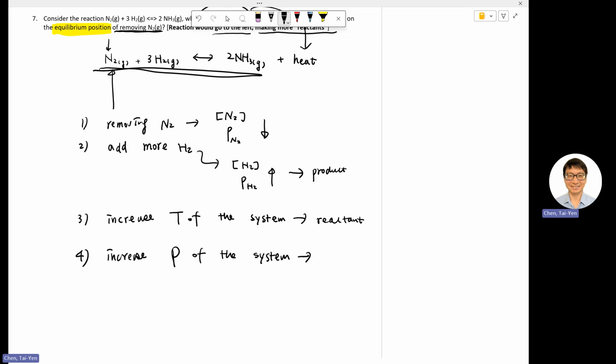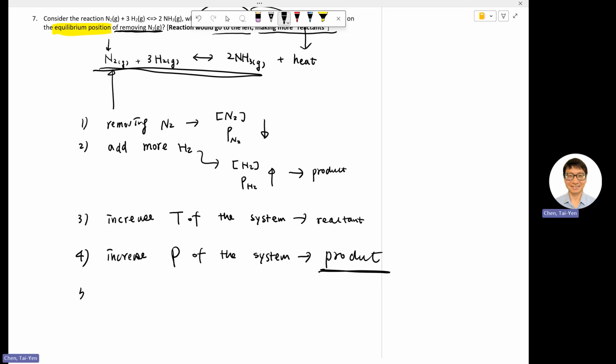The more gas molecules, the higher the pressure will be. So if you increase the pressure, you want to minimize the number of gas molecules, then the reaction will move toward the product side to minimize the pressure. This is a very important concept. These are the 4 types.